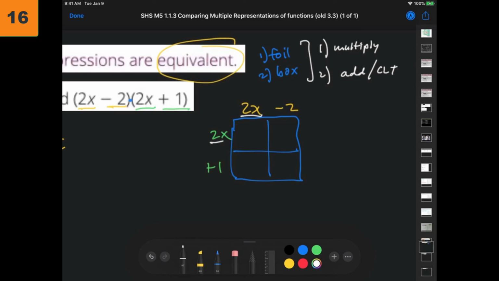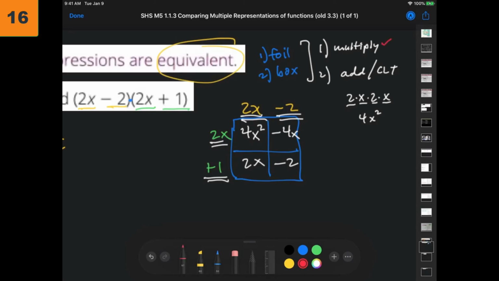2x times 2x is 4x squared. The reason why, you just multiply those, that gives you 4, then x times x is x squared, okay? 2x times negative 2, negative 4x. 1 times 2x is 2x, and 1 times negative 2 is negative 2.